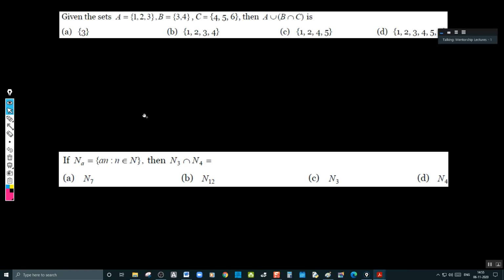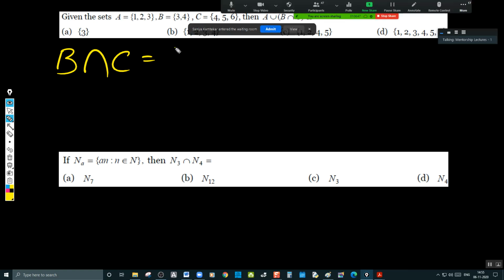Next one, please. A union B intersection C. Let us find out B intersection C first. What is B intersection C? B is 3, 4, 5, 6 and C is 4, 5, 6. Nothing is common? B intersection C, 4 is there. 4 is common.